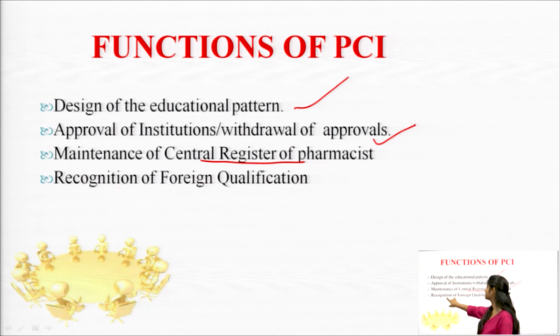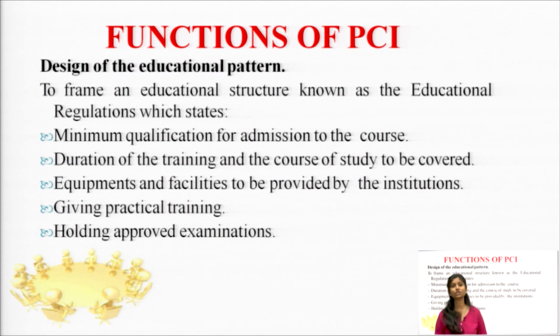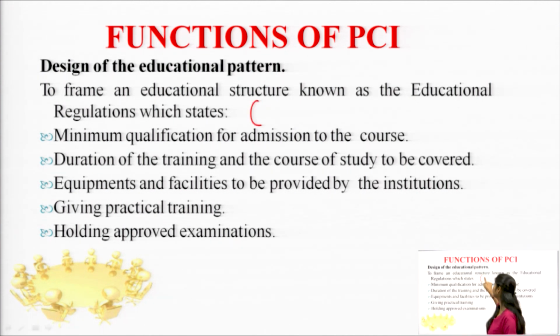And the last point, that is recognition of foreign qualification. Foreign qualification को register करना, उसको control करना, ये सारे function भी इसका एक part है. So we will discuss these points one by one in detail. तो Pharmacy Council of India का first function है design of educational pattern. To frame an educational structure known as the educational regulation, education regulation हमने last lecture में पढ़ा था, that was represented by ER, that is capital ER.